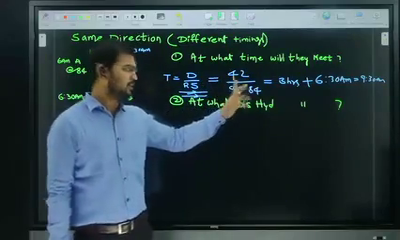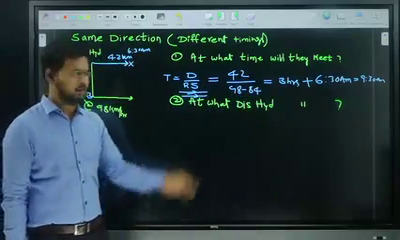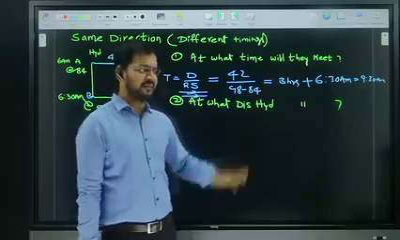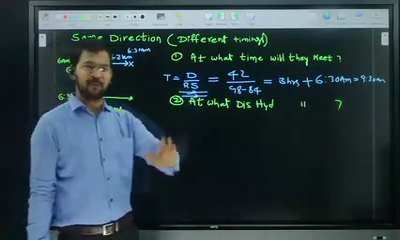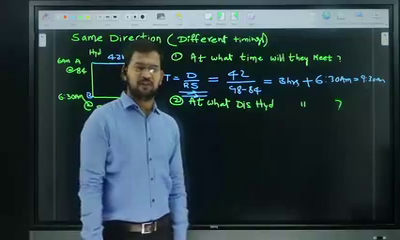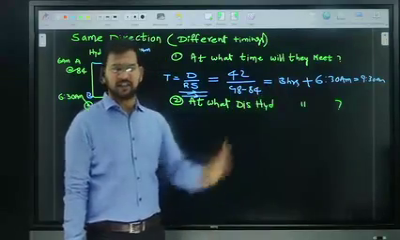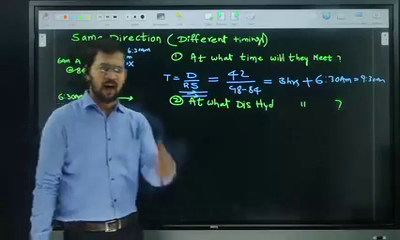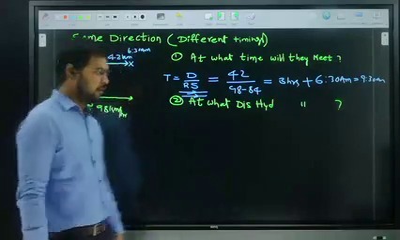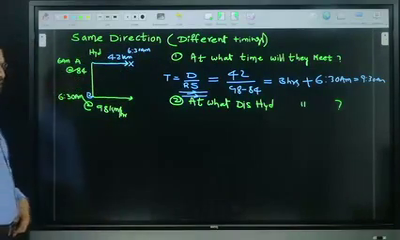So 98 minus 84 is 14. So 42 by 14 is 3 hours. After 6:30 a.m. it will take 3 hours, that is 9:30 a.m. Both the trains pass each other at 9:30 a.m. All of you understood? Very good. Now, at what distance from Hyderabad?